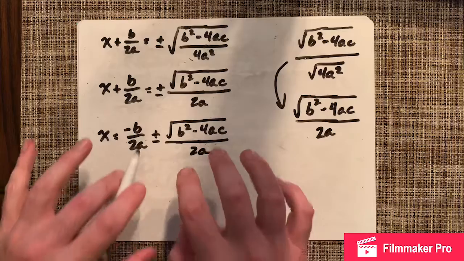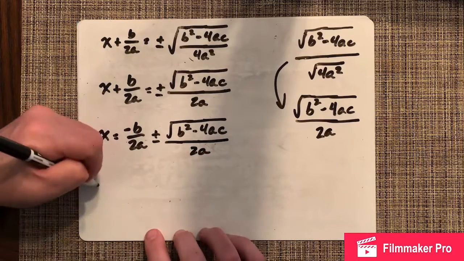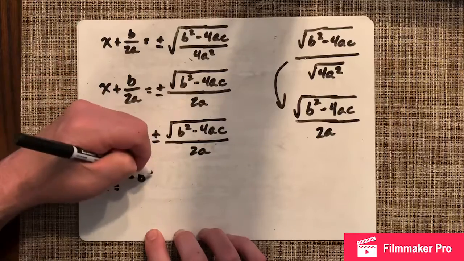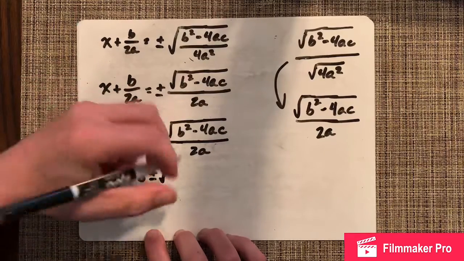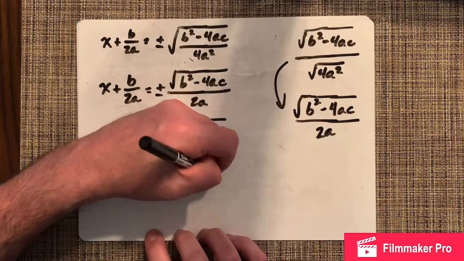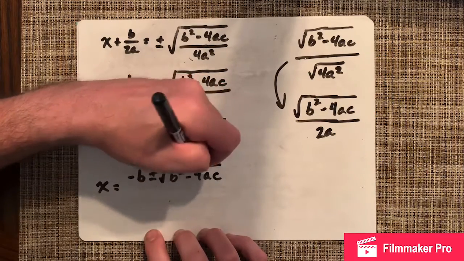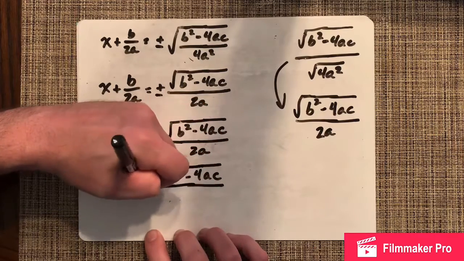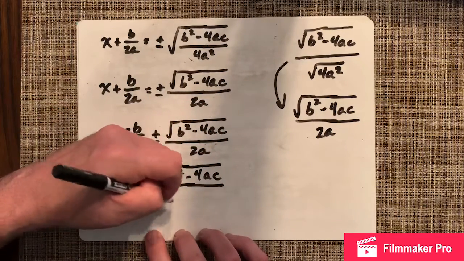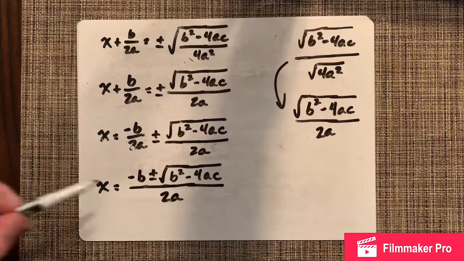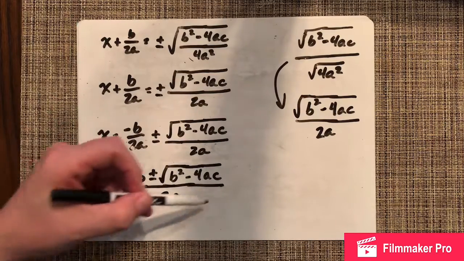I can combine this into one expression now, and x equals negative b plus or minus the square root of b squared minus 4ac, all of that, all over a common denominator of 2a. And that, ladies and gentlemen, is the so-called quadratic formula.